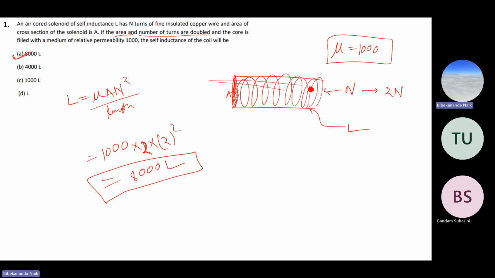So when you fill a core inside the solenoid and it has a relative permeability of 1000, and if you double the area and double the number of turns, then according to the relation, the self-inductance of the coil is directly proportional to the area of cross section and directly proportional to the square of the number of turns of the coil. So the new self-inductance will be 8000 L.